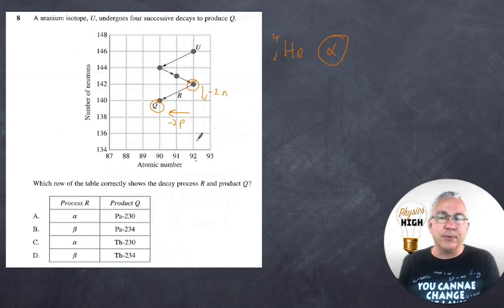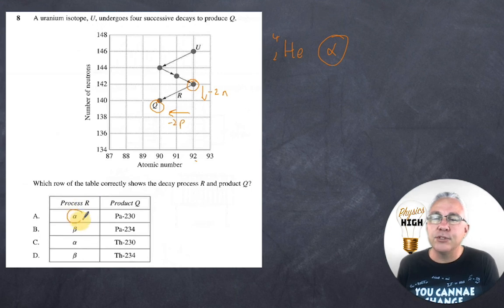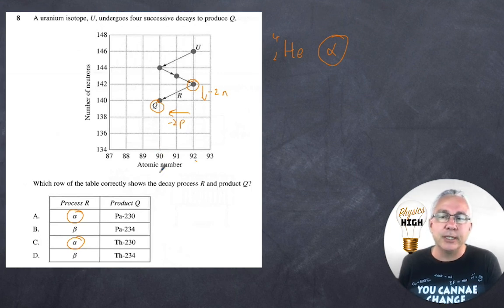So the first thing we can do is automatically notice that this is alpha decay. That gives us possibly A and possibly C. The next part is, well, what is the value at 90? Well, look up your periodic table. It's thorium. So therefore, the answer is C.